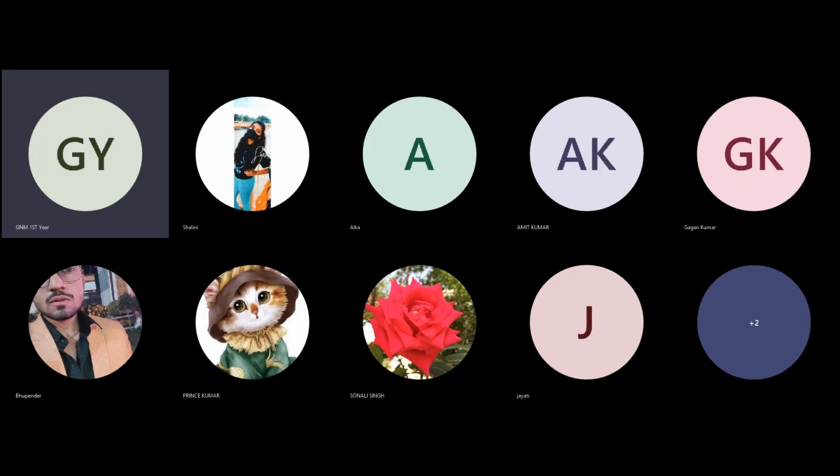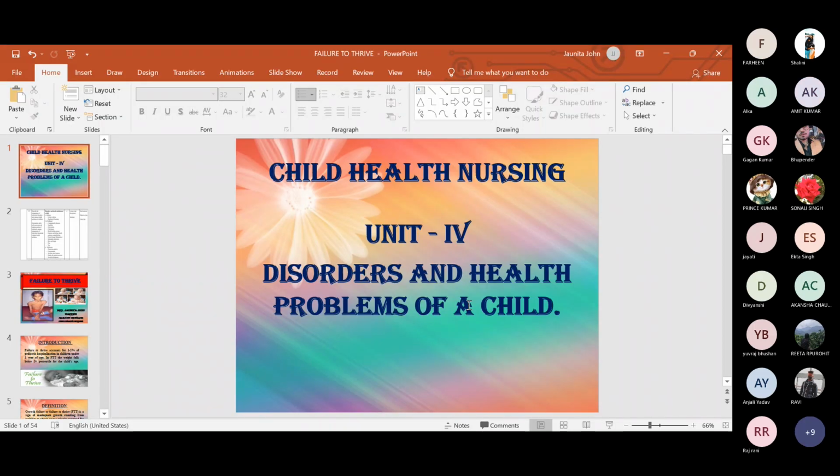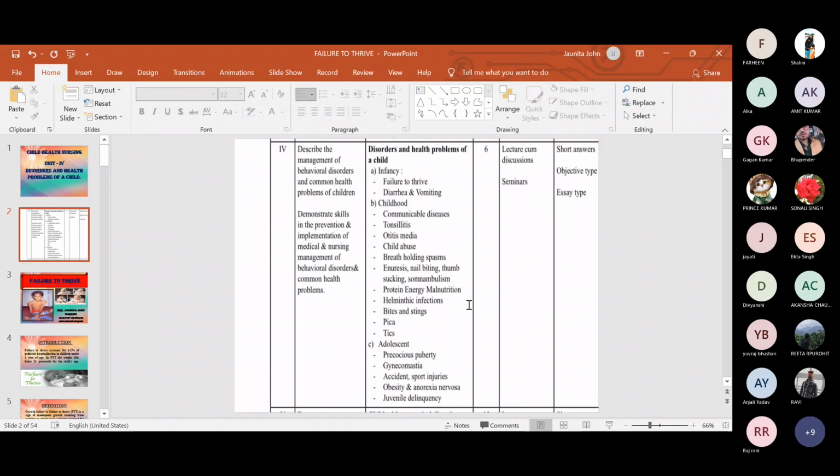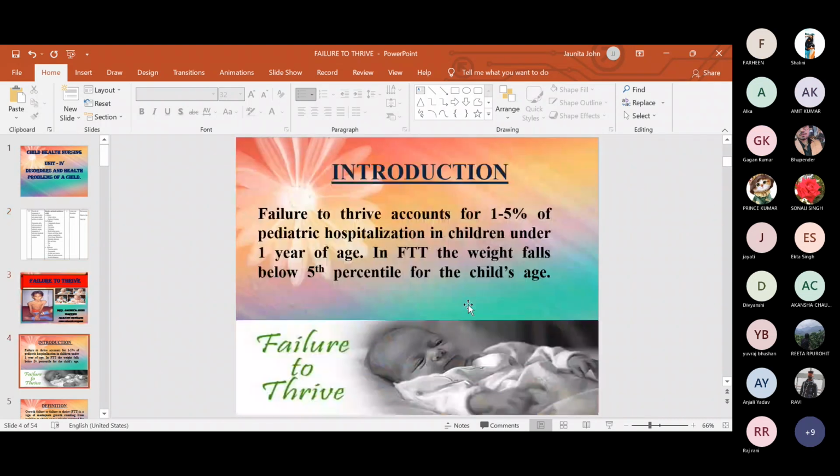So we had seen yesterday about the fourth unit, which was disorders and health problems of a child. Under that we had seen infancy. Under that the first topic was failure to thrive. I hope you all have got it. If any problem, you can ask once I stop summarizing. So failure to thrive was what?